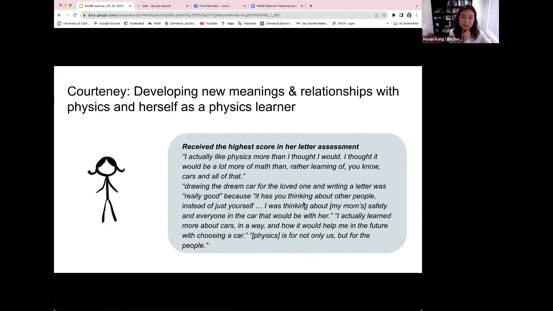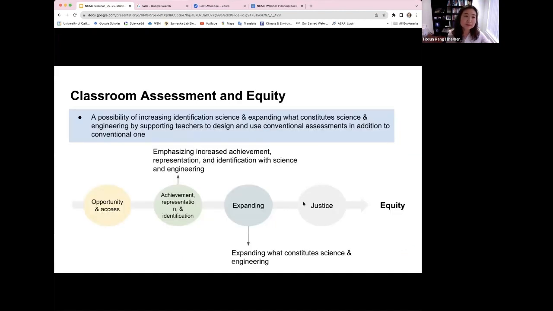One of the quotes that I love the most is, she goes like, the last one, I actually learned more about cars in a way, and how it would help me in the future with choosing a car. And physics is not only for us, but for the people. So she really is thinking about physics in a very different way.